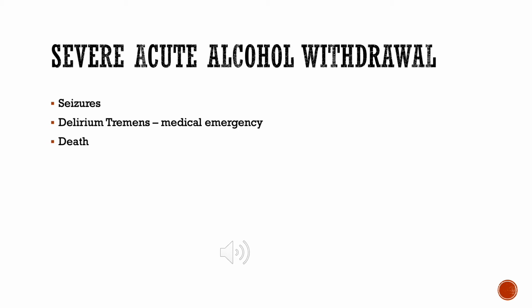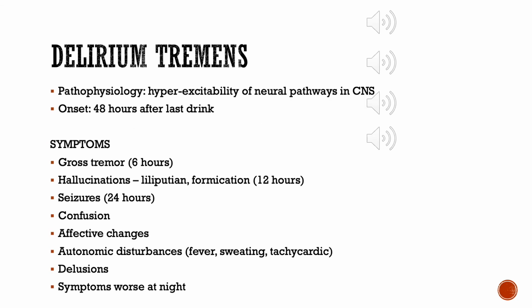However, if someone is dependent on alcohol, they are at increased risk of experiencing severe acute alcohol withdrawal syndrome. The symptoms of severe alcohol withdrawal are seizures and delirium tremens, which is a medical emergency necessitating admission to hospital, and it can also be fatal. Now for the rest of the tutorial, I'm going to talk about delirium tremens, which is a medical emergency and can result in death if not treated urgently.